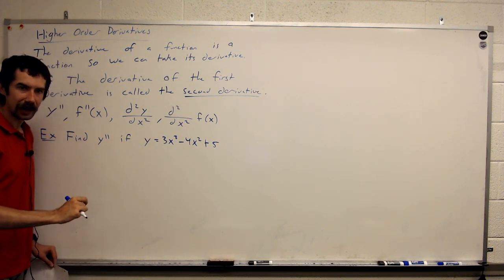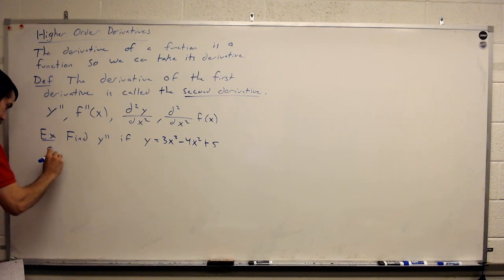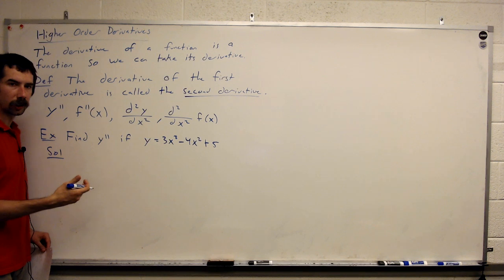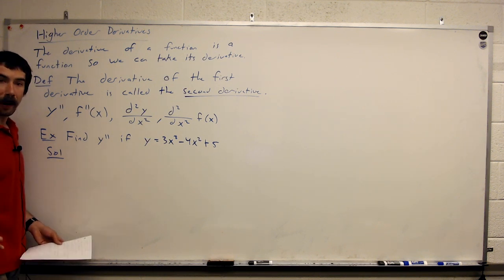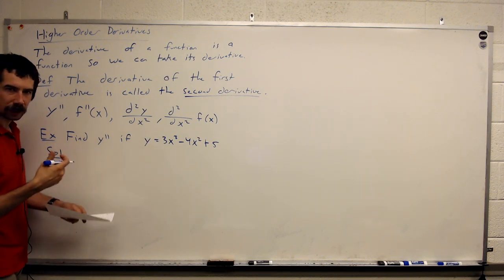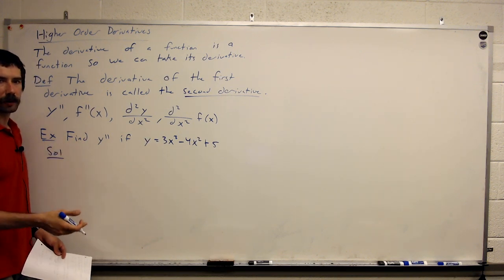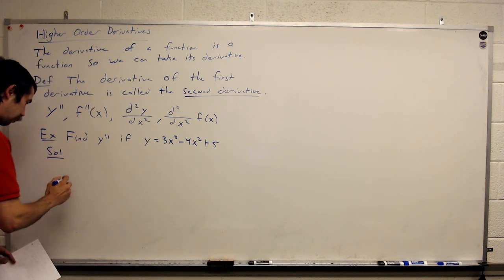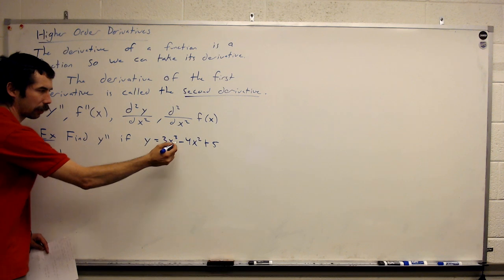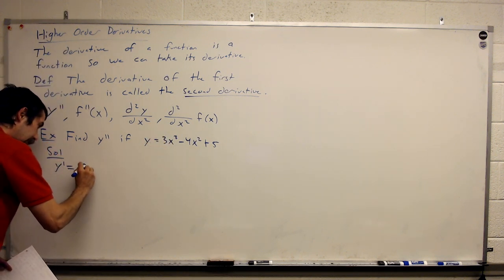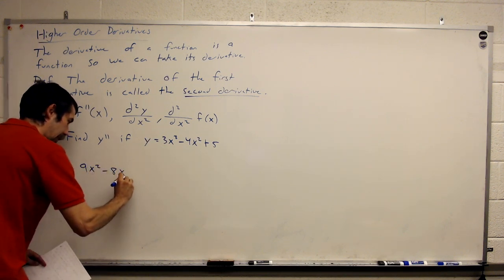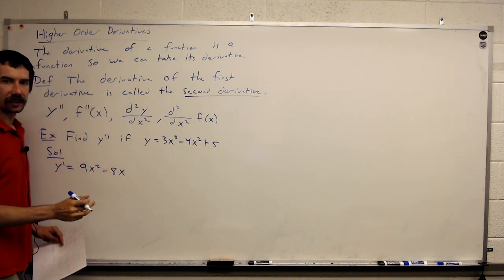And so let's just start by finding y prime. And we look at our function. What rules do we have to use to take the derivative of this function? Just the power rule, right? There's no products here. There's no quotients. There's no composition of functions. It's just a regular old polynomial. So let's use the power rule. And so what do we do? We bring the power in front. 9x squared minus 8x. The derivative of 5 is 0.